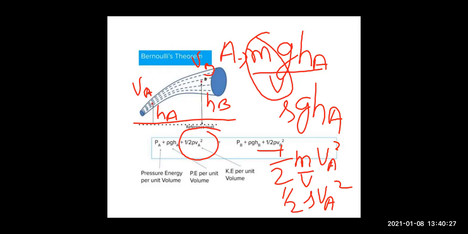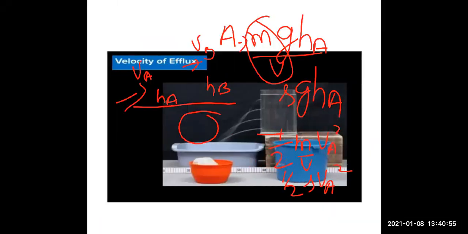So this is Bernoulli's principle, that the sum of pressure energy, kinetic energy and potential energy per unit volume of an incompressible and non-viscous fluid in a streamline flow remains constant. So this value is constant for point A also and for B also, that is, it remains equal. Right? So this is your Bernoulli's theorem.